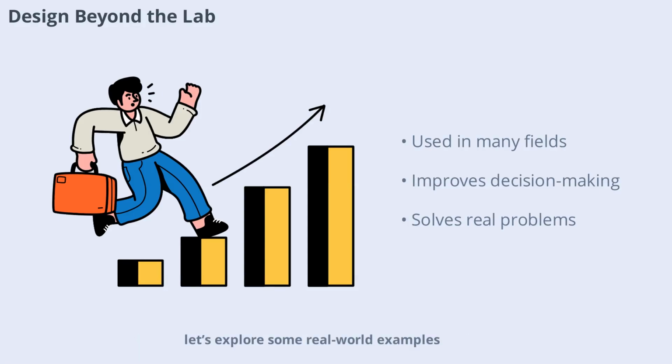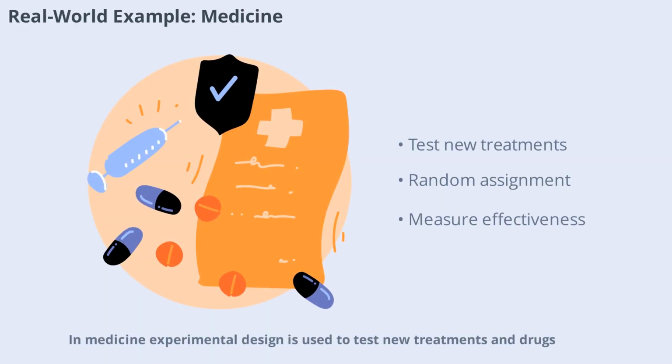Next, let's explore some real-world examples. In medicine, experimental design is used to test new treatments and drugs. Clinical trials follow strict protocols to ensure safety and effectiveness. Patients are randomly assigned to treatment or control groups, and results are carefully measured and analyzed. This process helps doctors and researchers find the best therapies for patients.